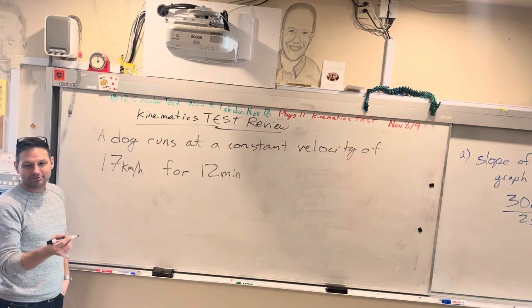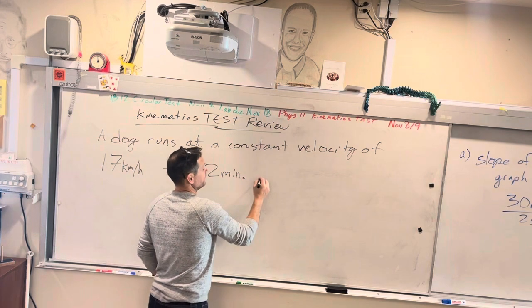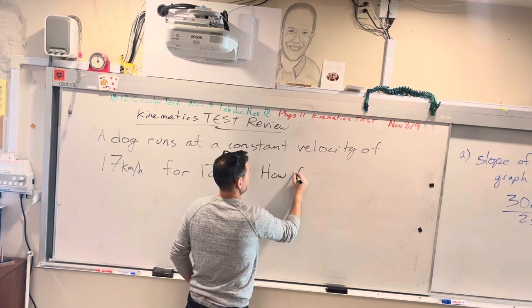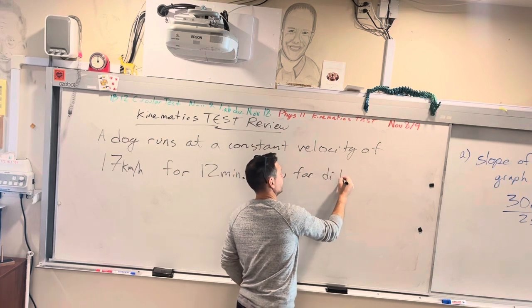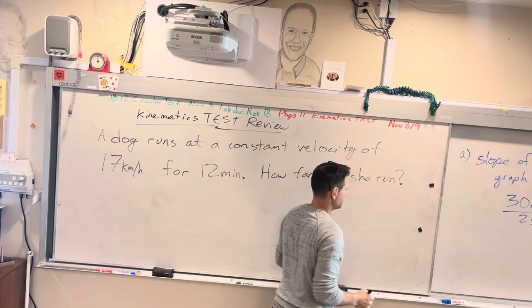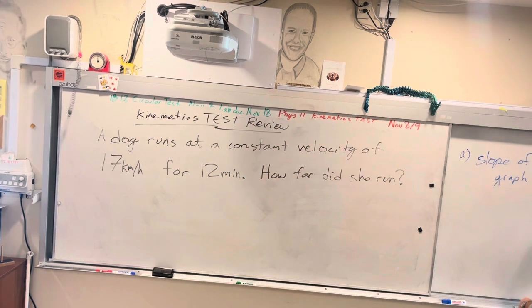Okay, so the dog, she runs at 17 kilometers an hour for 12 minutes. And the question is, how far does she go? Take a second and see if you can figure that out.